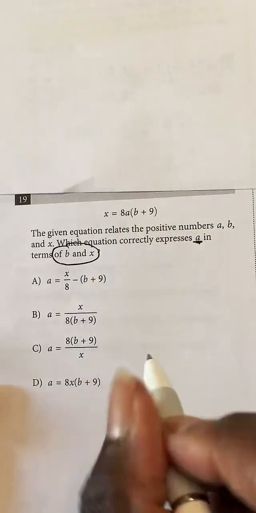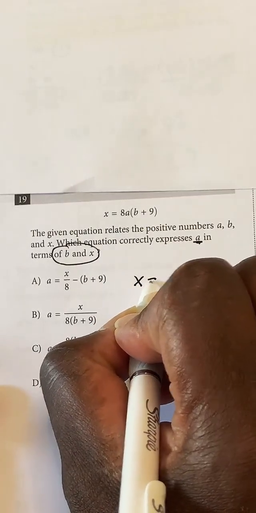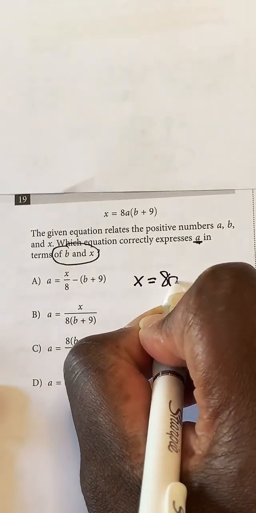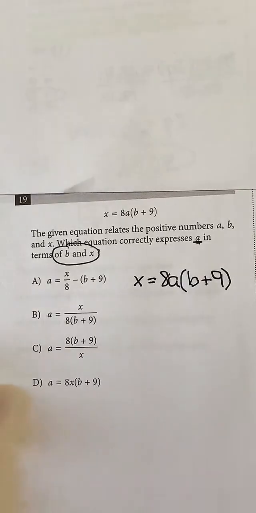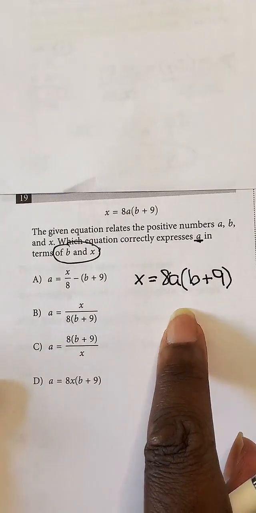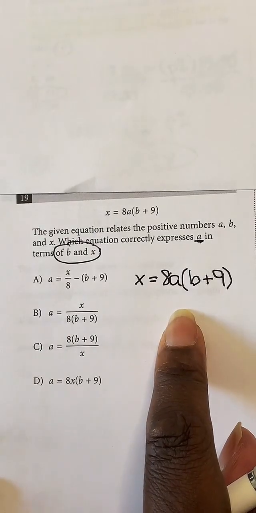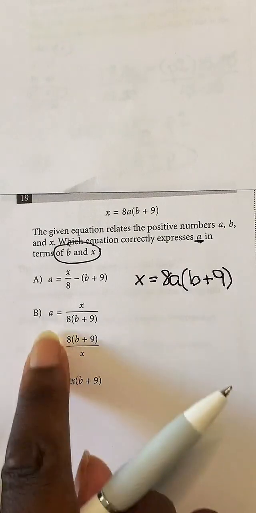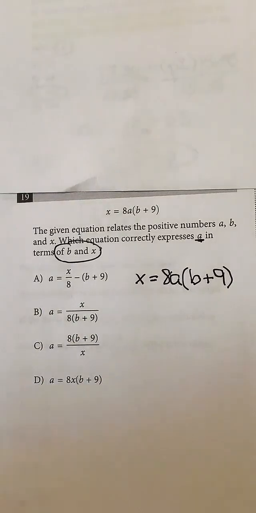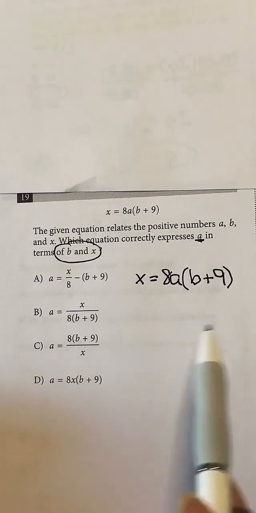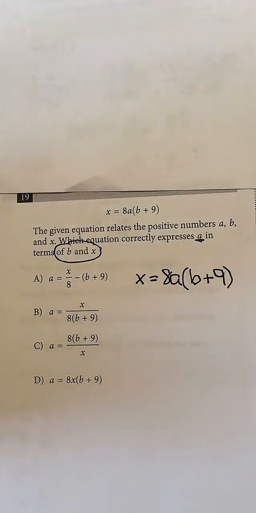So if we have this original equation that x equals 8a times b plus 9, they want you to solve this equation for a. And as a little helpful hint, look at your answer choices. All of your answer choices say a equals. So they want you to solve this for a. Now as you're looking at this, you're probably like, well, how do I get a? Oh, let me distribute. Oh, okay, then I'm going to divide. And stop.